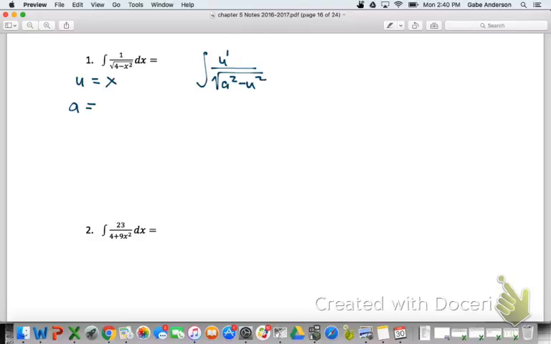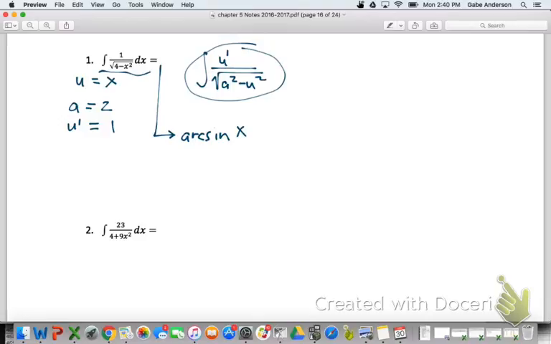What would your a have to be? 2, right? Because it's a squared. So it'd have to be a 2. And then based on what your x is, your u prime would have to be a 1. So for this to work, let's compare what we have over here with what we have for number 1. The top is supposed to be a 1, is it? Yes. It is. The bottom is supposed to be a squared, so 2 squared. Is it? Yeah. And does the u squared match up with the x? It does, doesn't it? So this is already perfectly set up for arcsine. And so you would take your u's and your a's and make it work. So you would say the answer to this is arcsine of your u value, which is x, over your a value, which is 2, plus c, and you're done.